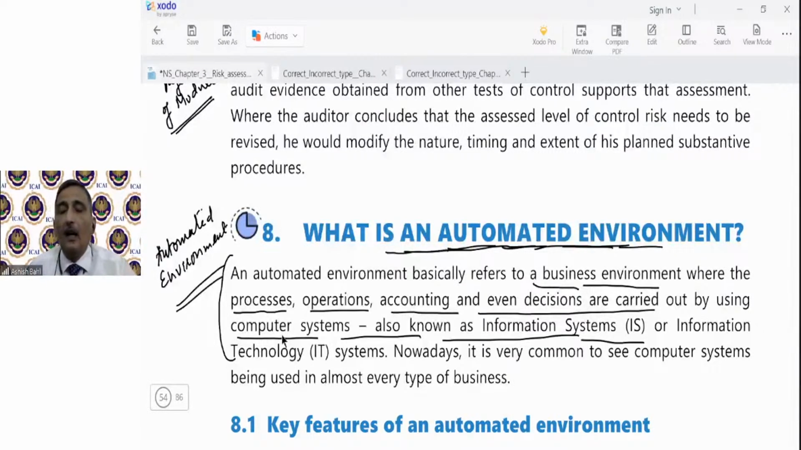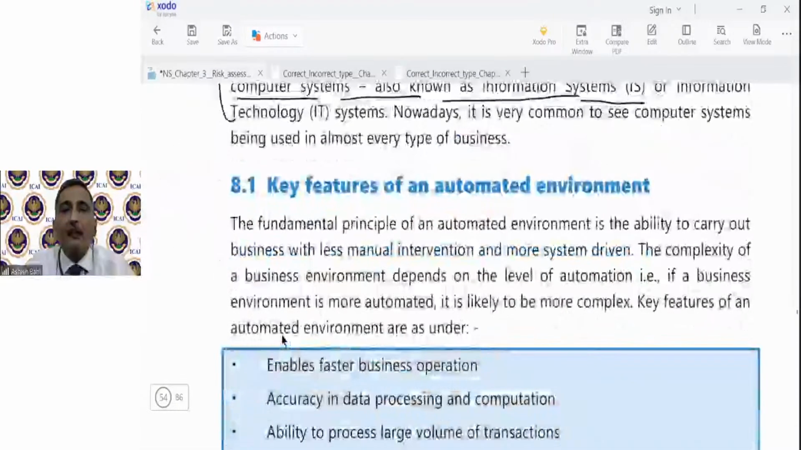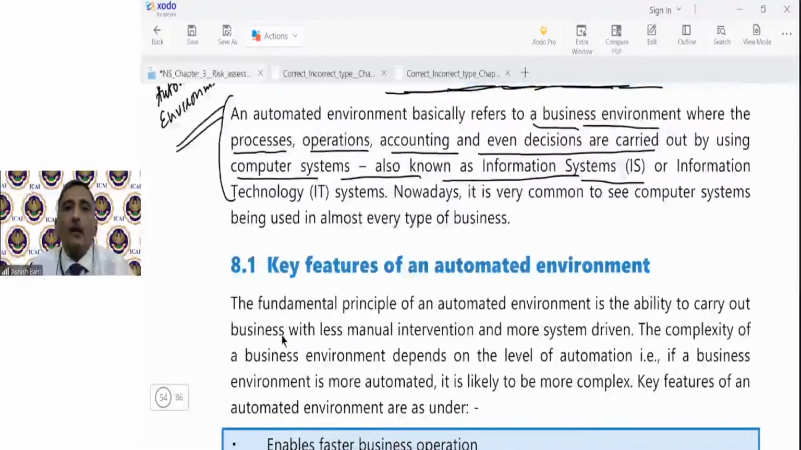So the key of an automated environment is the use of IT systems in managing business operations, processes, and accounting, to which we are concerned as auditors, and even decision making in those companies. Okay. So what are the key features of an automated environment?